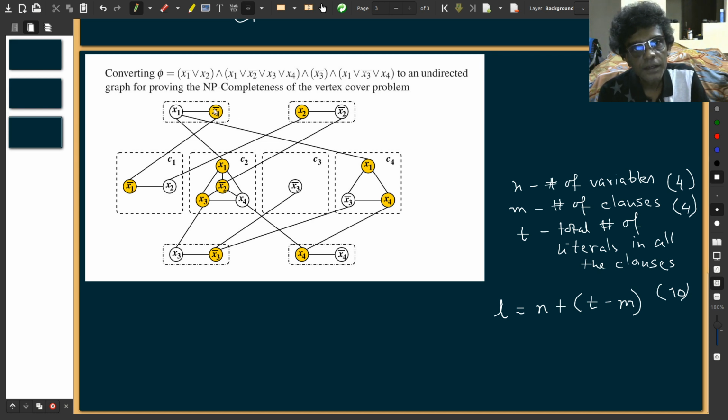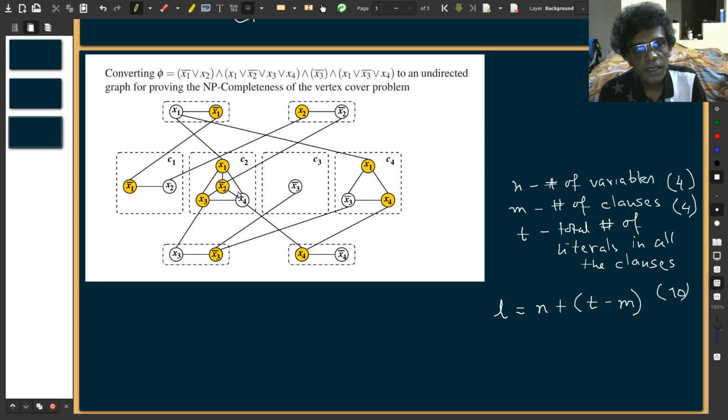First of all, note that in order to cover this edge connecting x1 with x1 bar, you have to choose either this or this. Likewise, for each variable gadget, you have to choose at least one of the vertices. Otherwise, you cannot cover this or this or this or this edge. So that gives rise to these many vertices in your cover.